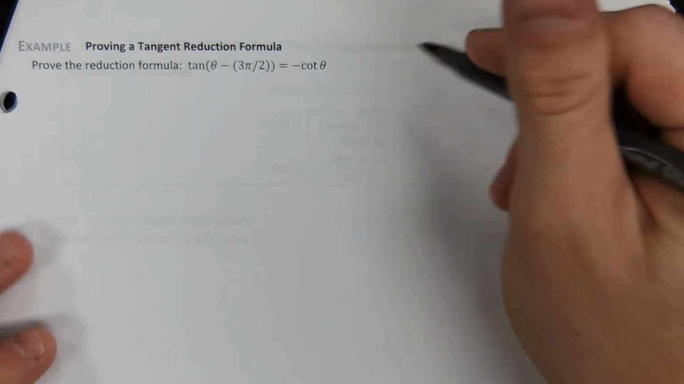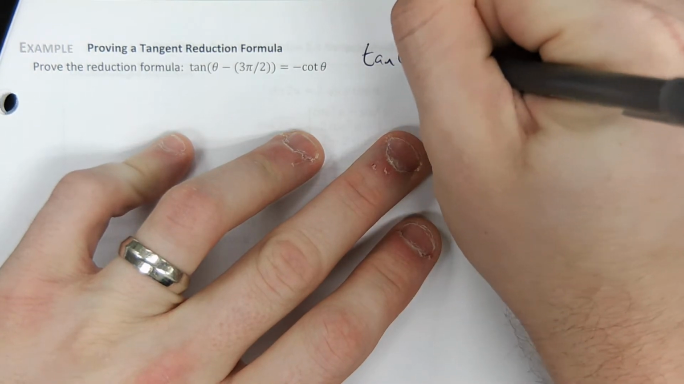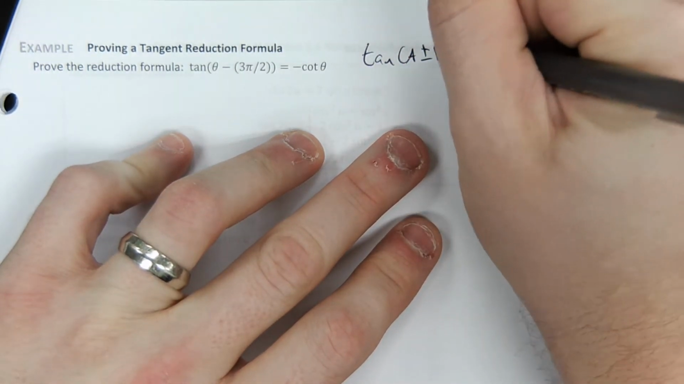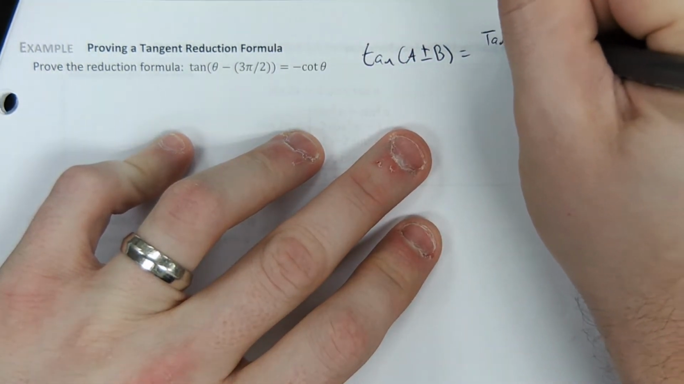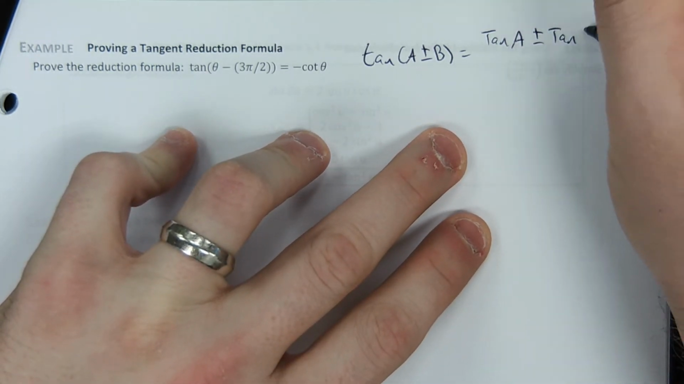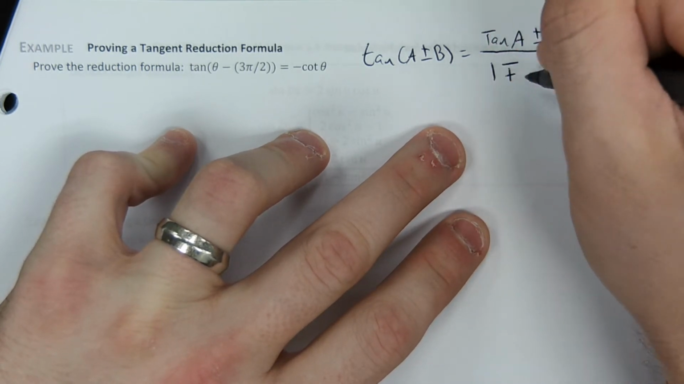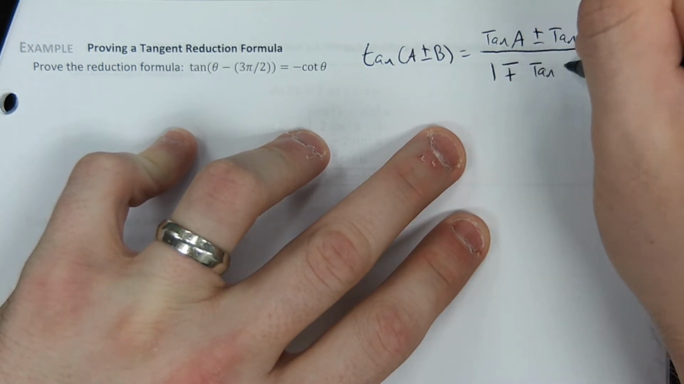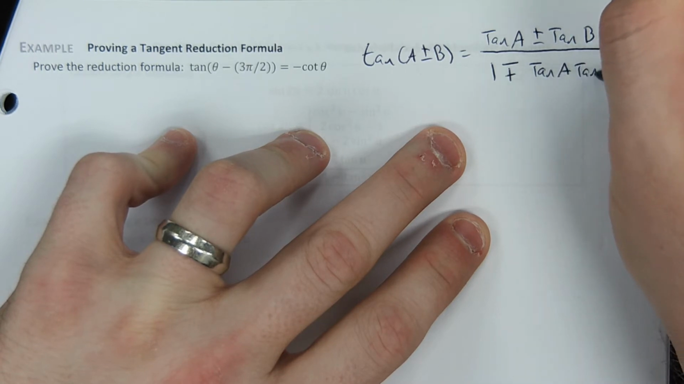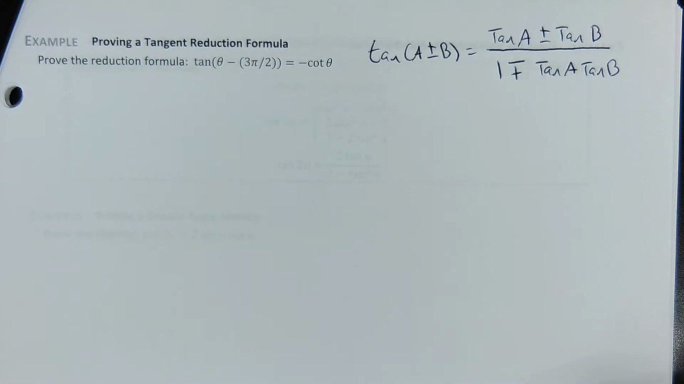I'm just going to pin it up here. So we have tangent of a plus or minus b equals tan a plus or minus tan b. This is obviously where a and b are angles over 1 minus plus tan a tan b. All right, that's what it says on the front. There's our formula. So let's make this happen.